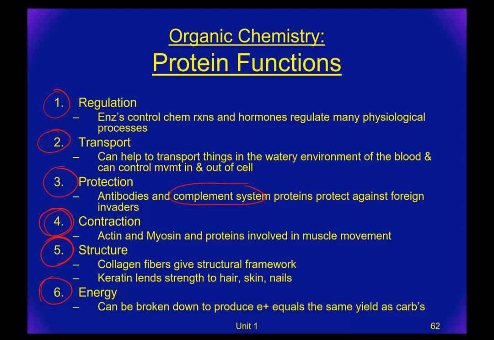And finally, they can be broken down to make energy. Now, I'll admit your body will go through everything else before it gets to protein as a way of collecting energy because it doesn't like doing it, but it can. So remember I said pound per pound, lipids give you twice the amount of energy as sugar. With protein, it's about equivalent. You get 4 kcal per gram of sugar, you get 4 kcal per gram for protein.